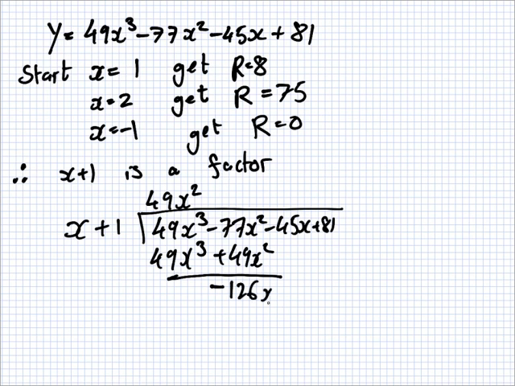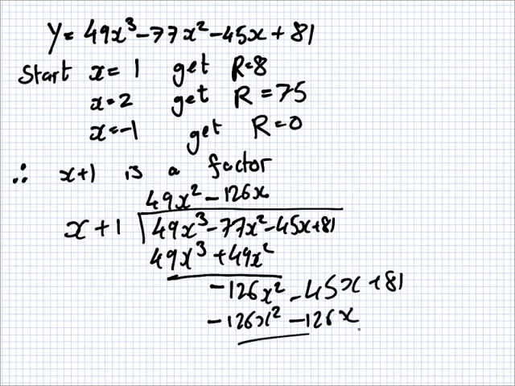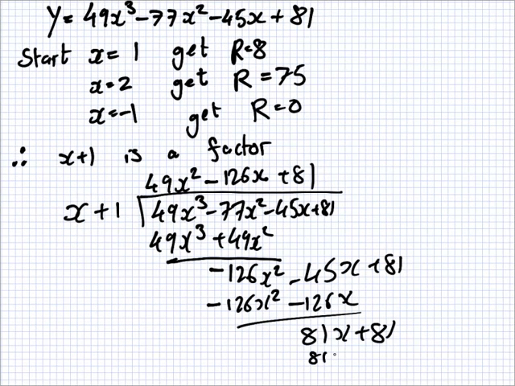Minus 126x squared minus 45x plus 81. Is it not? Come on, you guys have calculators. Tell me what it is. Is it minus 126 or not? Yes. Okay. Minus 126x squared minus 126x. I subtract and I get 81x plus 81. So the last one is 81. So I have 81x plus 81 equals 0.